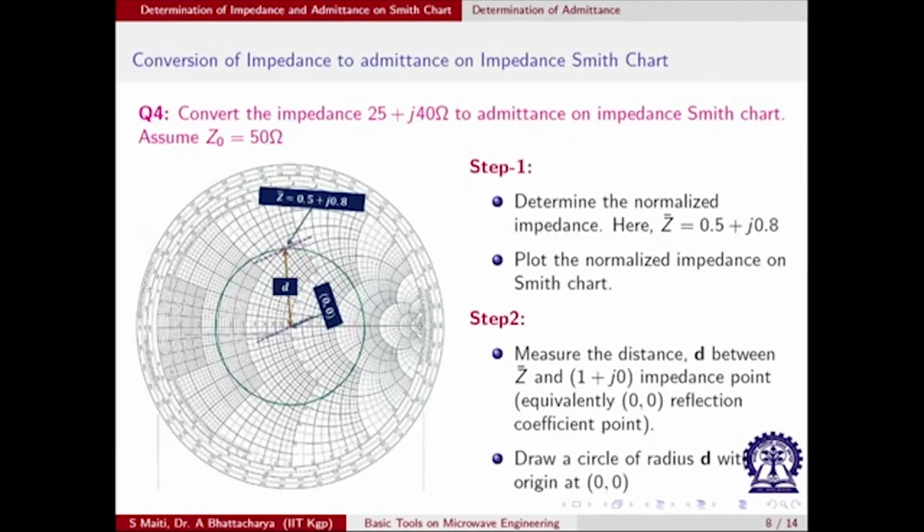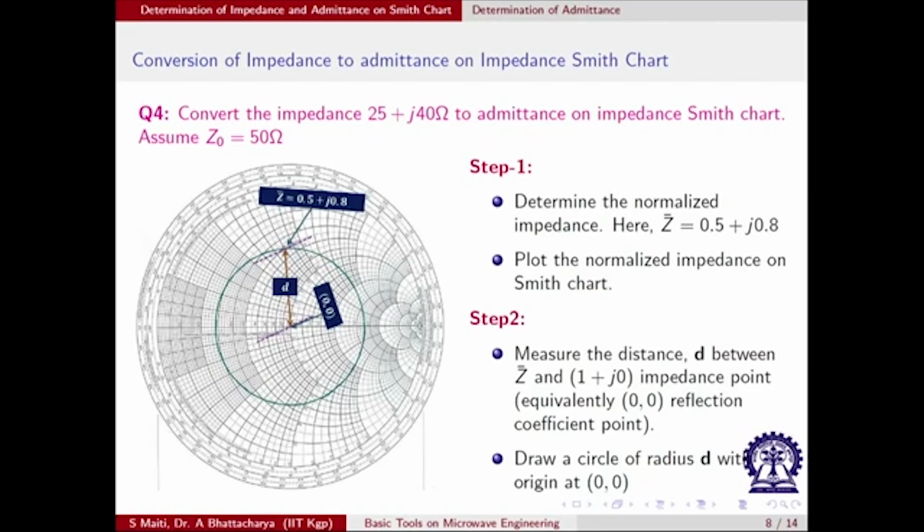So, if we are in an impedance chart, then to convert that to admittance we need to take a 180-degree shift. But if all the calculations are in admittances, then the impedance Smith chart you can consider as an admittance Smith chart, there is no problem. So, you can see this. Now, the question of that conversion we are addressing here: the same impedance 25 plus j 40 ohm which I have done in the first problem, you convert it to admittance on the impedance Smith chart.